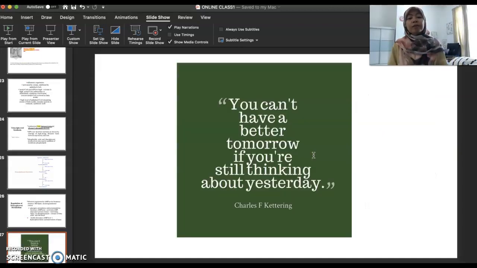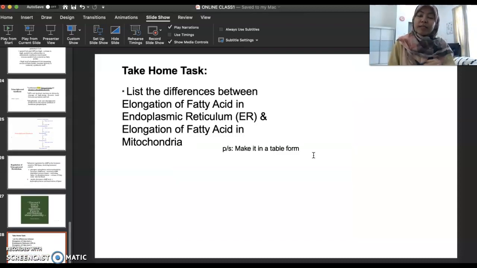Okay, so this is a quote of the day. You can't have a better tomorrow if you are still thinking about yesterday. So we have to move on, students. We have to move on. I hope everyone stay positive. Just bear with me. We can do this together.